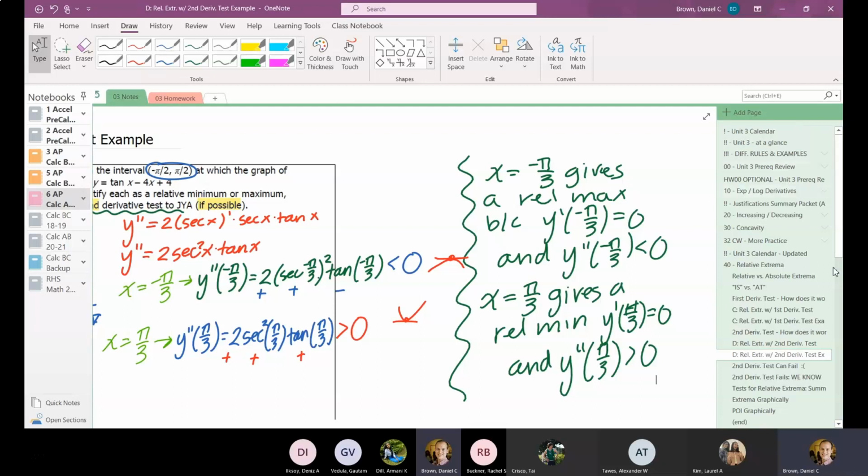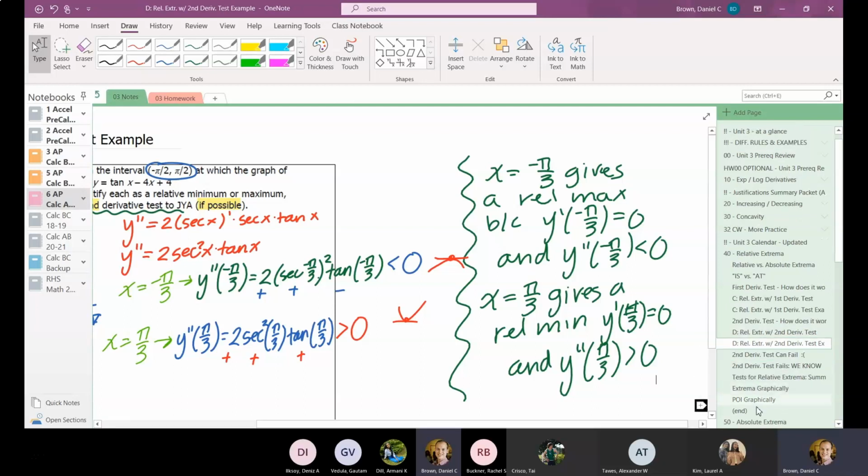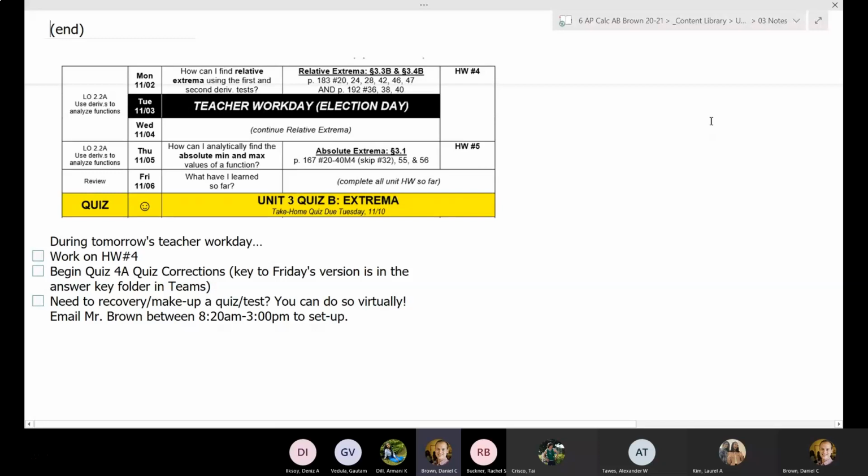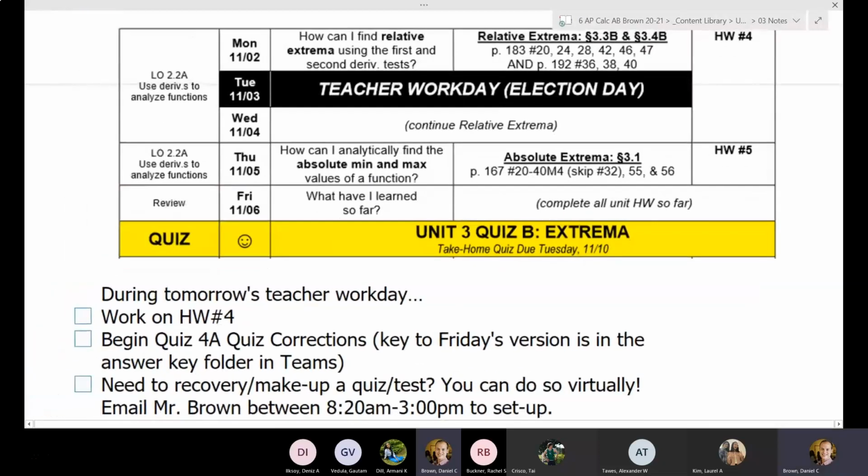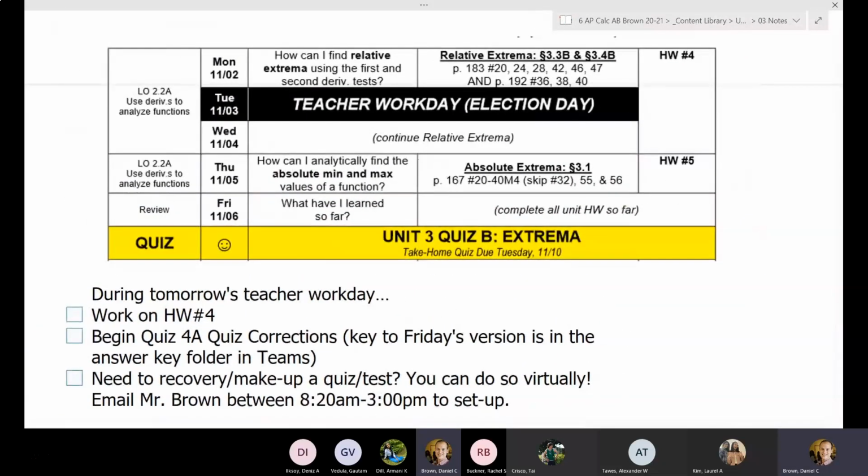To give you a checklist, because I don't want you to feel overwhelmed with what you have to get done. Your homework for tonight honestly shouldn't take you too long. Homework number 4 is 2 pages. I pasted it into OneNote so you'll see it. On that first page, it's just numbers 20, 24, 28, 42, 46, and 47. That first set is the first derivative test. And then page 192 with numbers 36, 38, and 40 is the second derivative test.